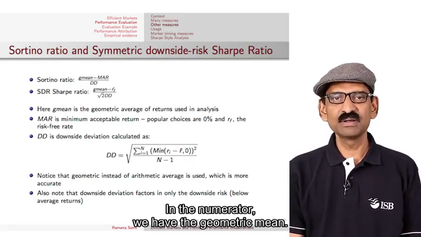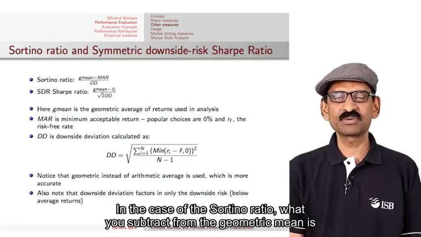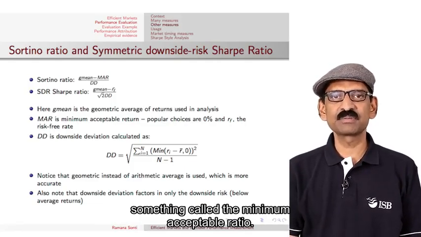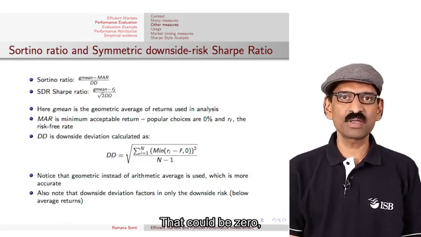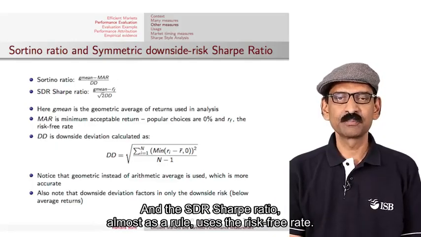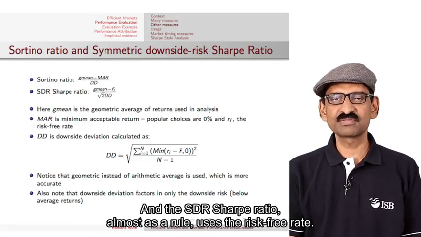In the numerator, we have the geometric mean. In the case of the Sortino ratio, what you subtract from the geometric mean is something called the minimum acceptable ratio. That could be 0, that could be the risk-free rate, whatever the analyst might wish to choose. And the SDR Sharpe ratio, almost as a rule, uses the risk-free rate.